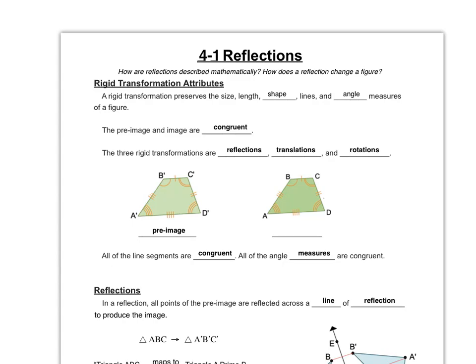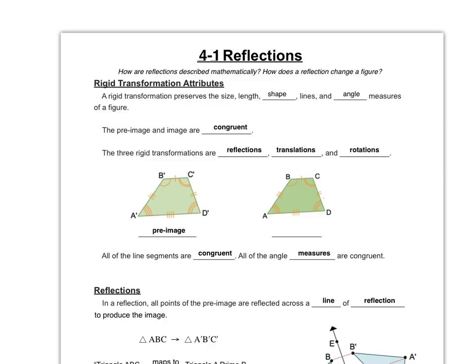As we continue talking about rigid transformations, let's look closer at reflections. These are some notes that I've come up with, but we will make sure that we cover the 2 pages covered by our text. But just in general, rigid transformations preserve the size, the length, the shape, the lines, and the angle measurements of a figure. Rigid transformations produce congruent figures. They're the same. All of the properties remain the same.